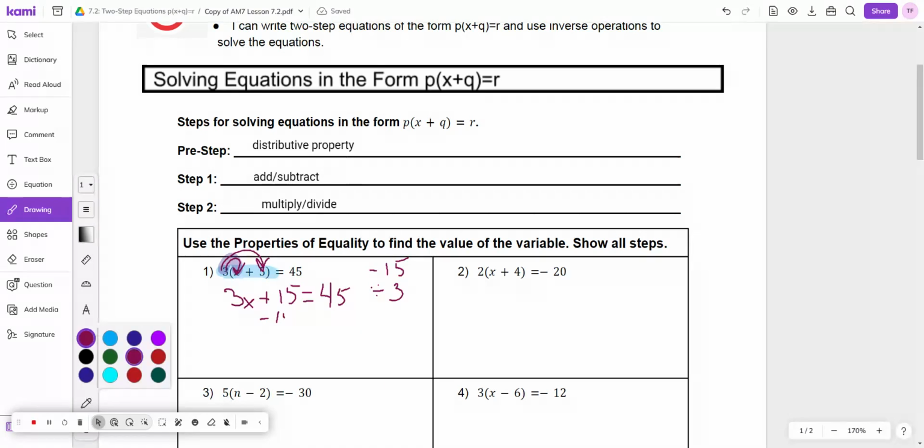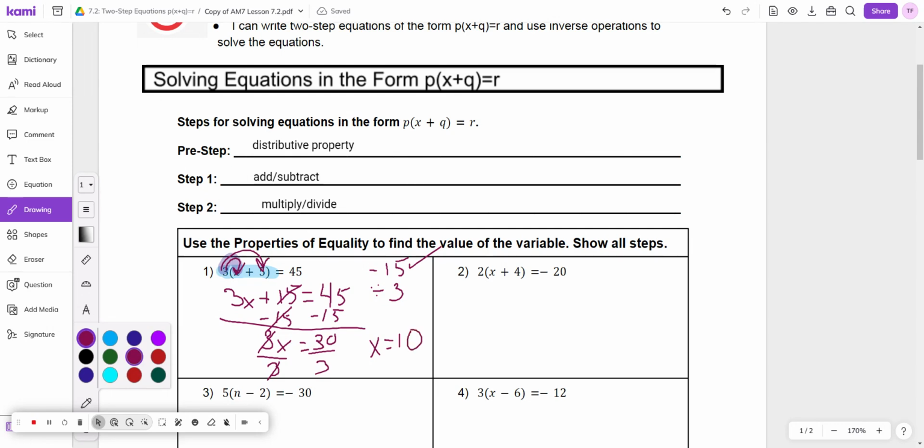So subtract 15. Remember, you need to show that whatever you're doing to one side, you have to do to the other side. That communicates that understanding to the person that's reading your solution. So 3x equals 45 minus 15, which gives me 30. All right, subtracted. Now I'm going to divide both sides by 3, and that gives me x is equal to 10.